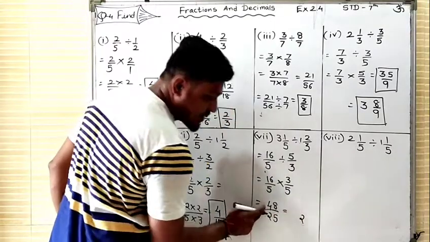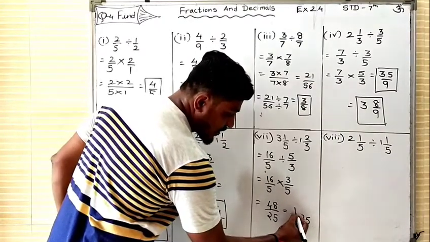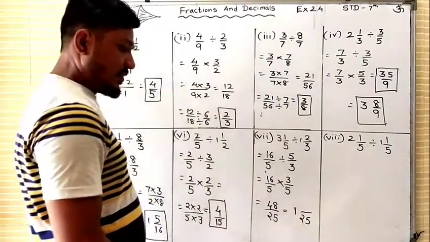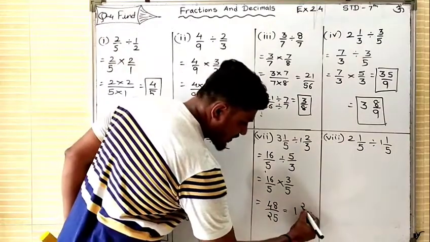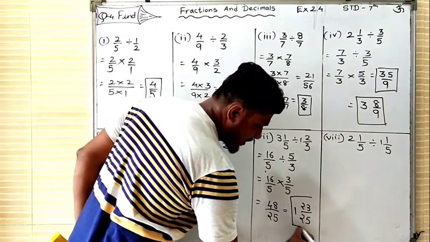Then convert this improper to mixed fraction. 25 2s are 50, so not possible. 25 1s are 25. Then plus 23. 25 plus 23 is 48.